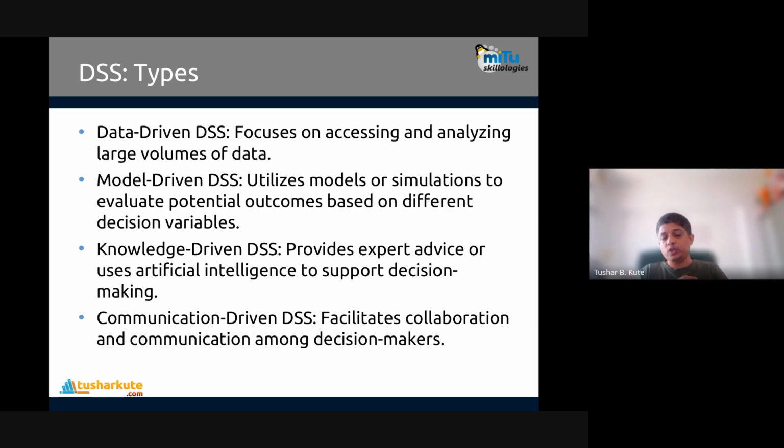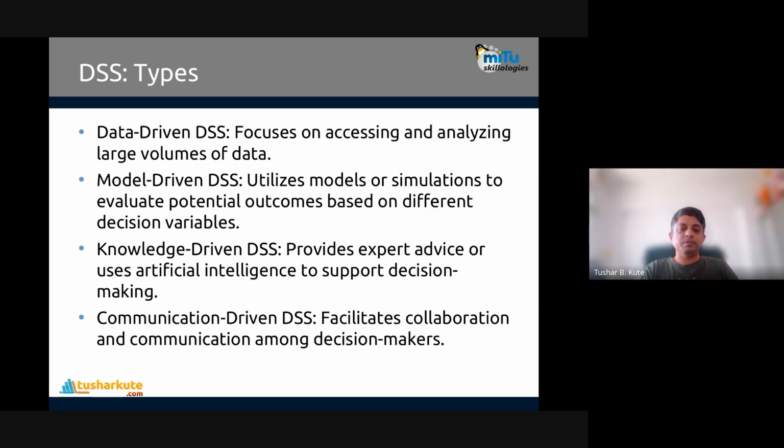Then knowledge driven. We talked about knowledge also in the previous topic, where they provide experts' advice or use AI to support the decision making system. If I do not have knowledge of the respective system, I will get help. I will take help from the person who has knowledge, and using that, decisions are made. That is called knowledge driven.